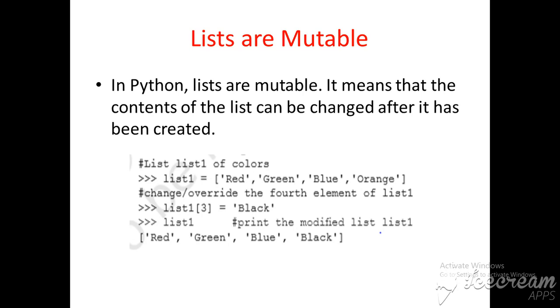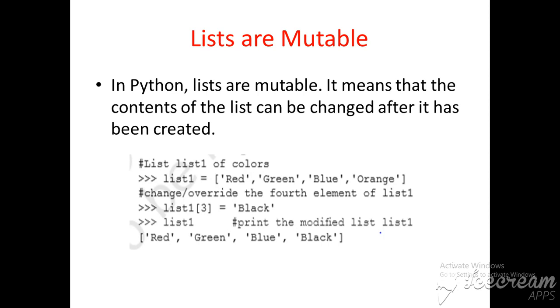Then another property is that lists are mutable. We already studied that strings are not mutable, but lists are mutable. We can change the contents inside the list. So here list1 is equal to red, green, blue and orange. Then we can change list1 of 3 is equal to black. So orange is replaced with black. Then when we print list1, we get red, green, blue and black. Orange is replaced with black. That's why we call lists mutable. We can change them after they are created. But a string is not mutable. A string is immutable, but lists are mutable.